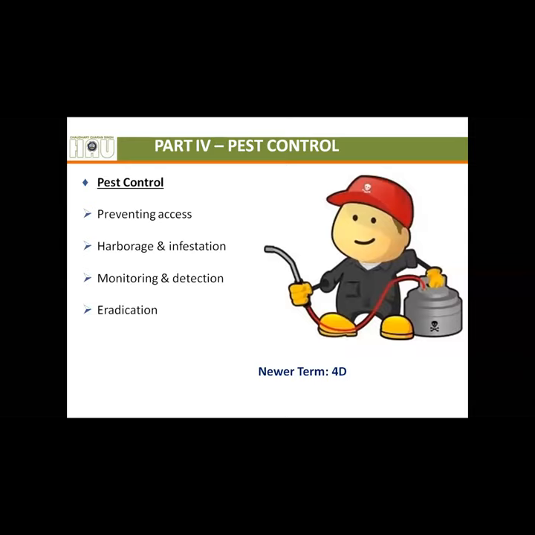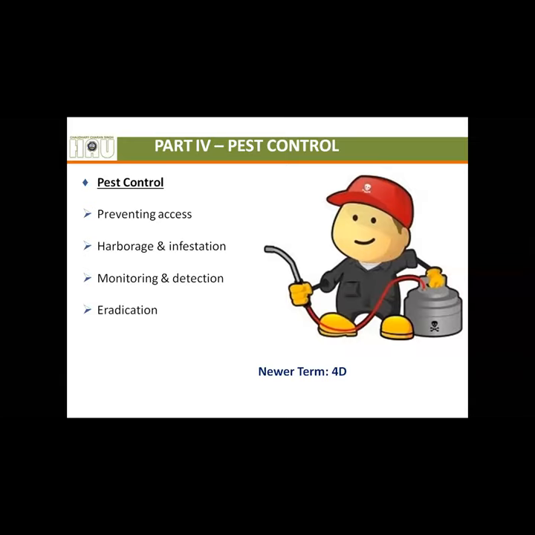Still, sometimes we can't do this and they enter our premises. So we should stop harborage and infestation. We should not give them shelter. We should not allow them to grow and breed. And suppose they are entering our system and eating our food, and after eating our food they become larger in number. Then we have to monitor and detect them, and after monitoring, we have to eradicate them.